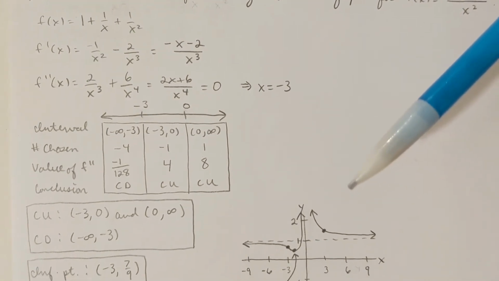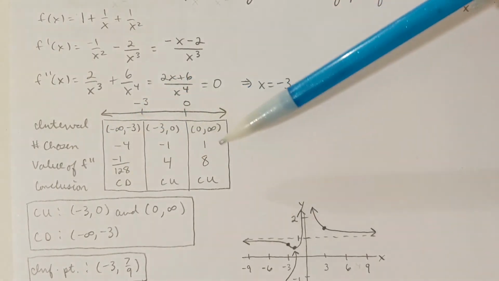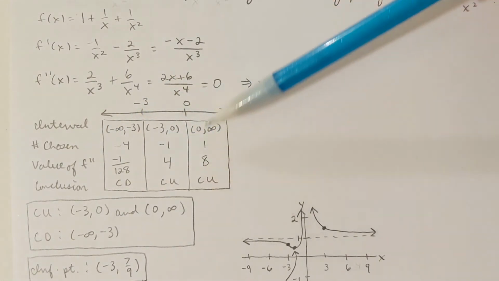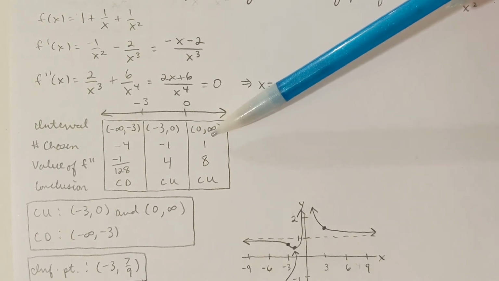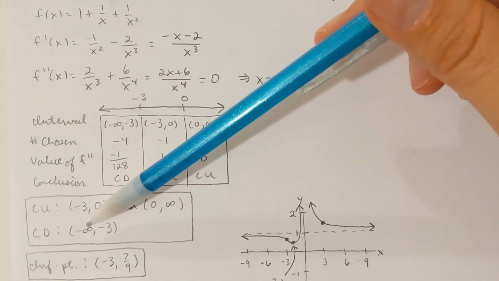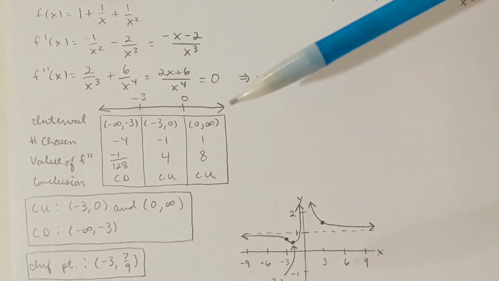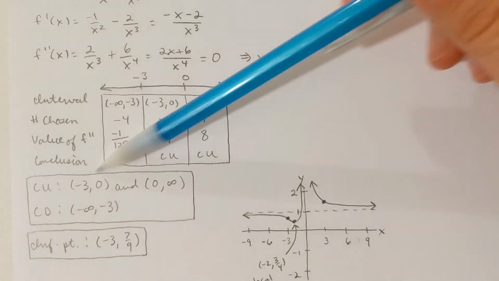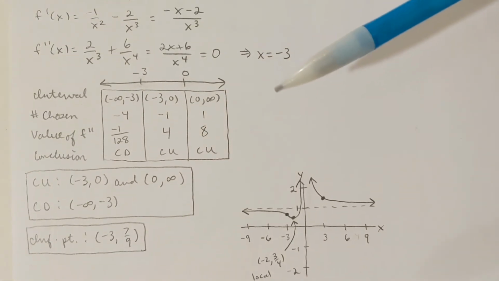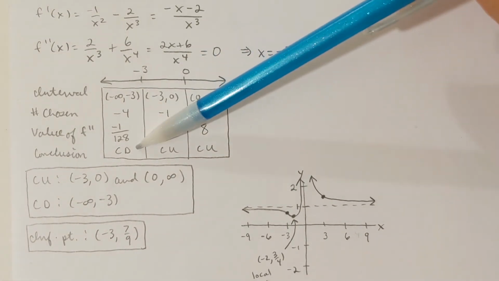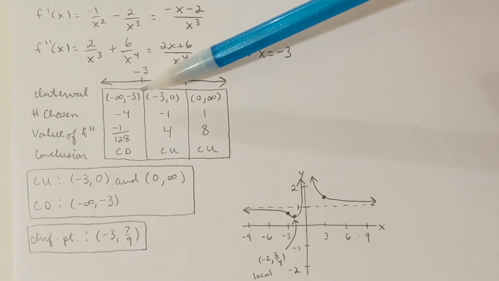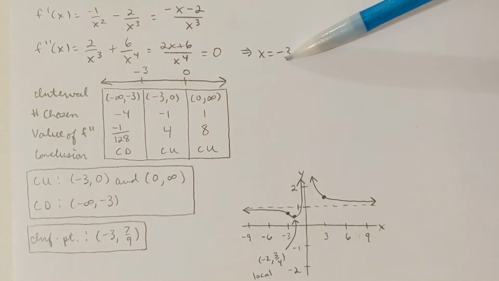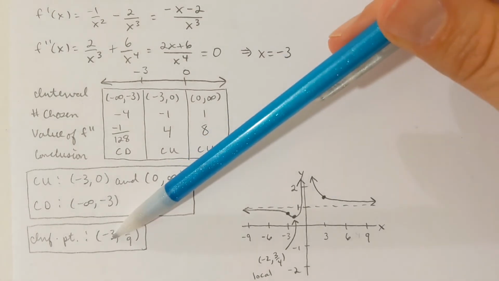So the intervals of concavity: we're concave up on the interval negative 3 to 0 and also 0 to infinity. We are concave down then on the interval negative infinity to negative 3. Okay, and of course I can see that from the table here already. I'm just kind of restating the results. Now, we're switching from concave down to concave up at x equal negative 3. So, therefore, there's going to be an inflection point at x equal negative 3.